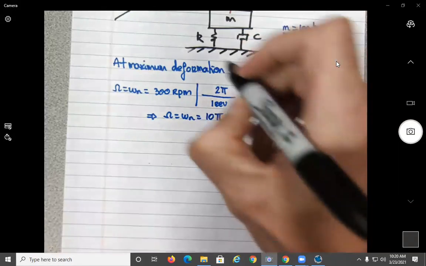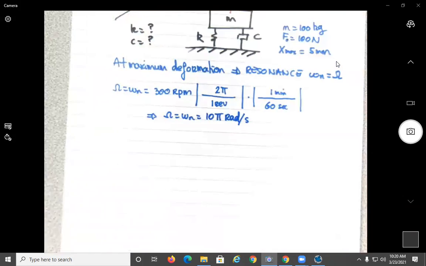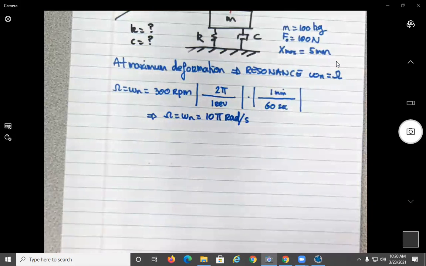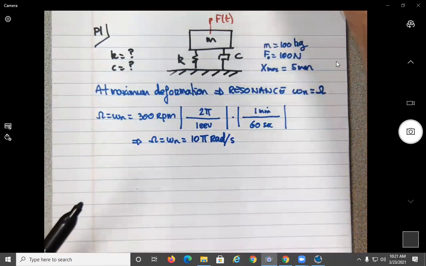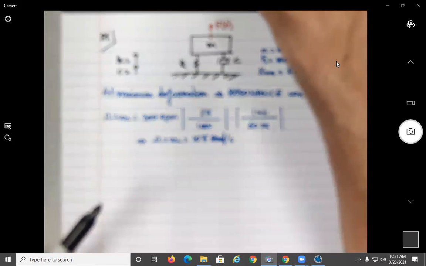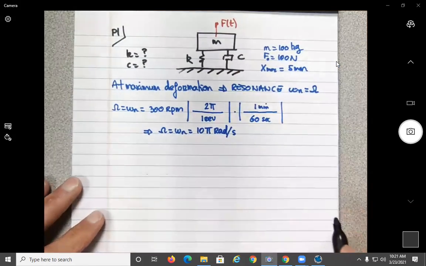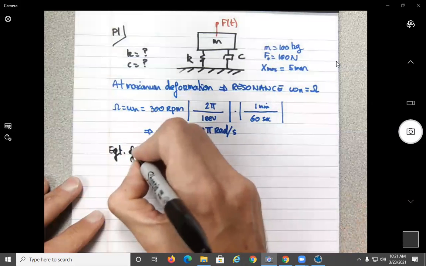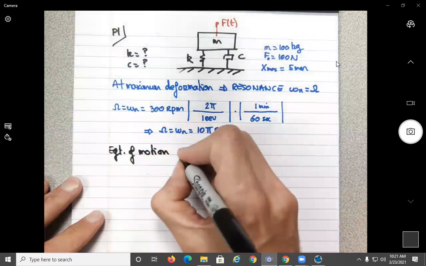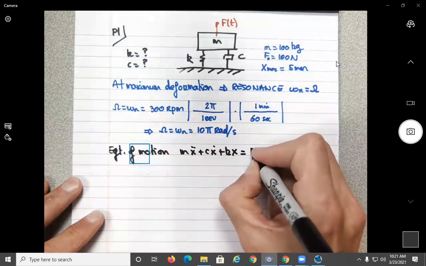Okay, and over here, what we need to do is find k and c. I think we need the same equations as before. The equation of motion for the above system is of the form again m x double dot plus c x dot plus k x equal to f of t.